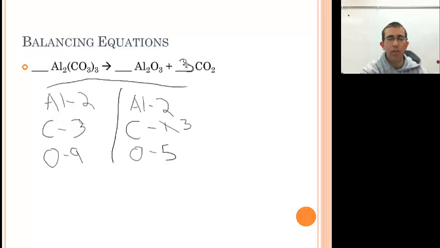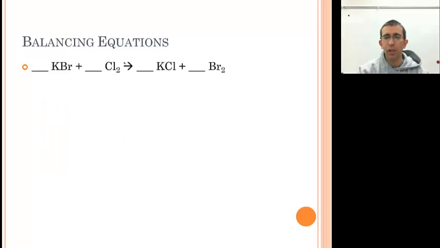But don't forget about these oxygens. We have 3 times 2, which is 6, plus we have 3 more, which is a total of 9. And we look at this: 2 aluminums, 3 carbons, 9 oxygens. We now have a balanced equation. So all we needed to do is put a 3 here. Now, I left these coefficients blank, but if you remember, if there's a blank here, it really means we have a 1 and a 1. Okay? So that's balancing equations.